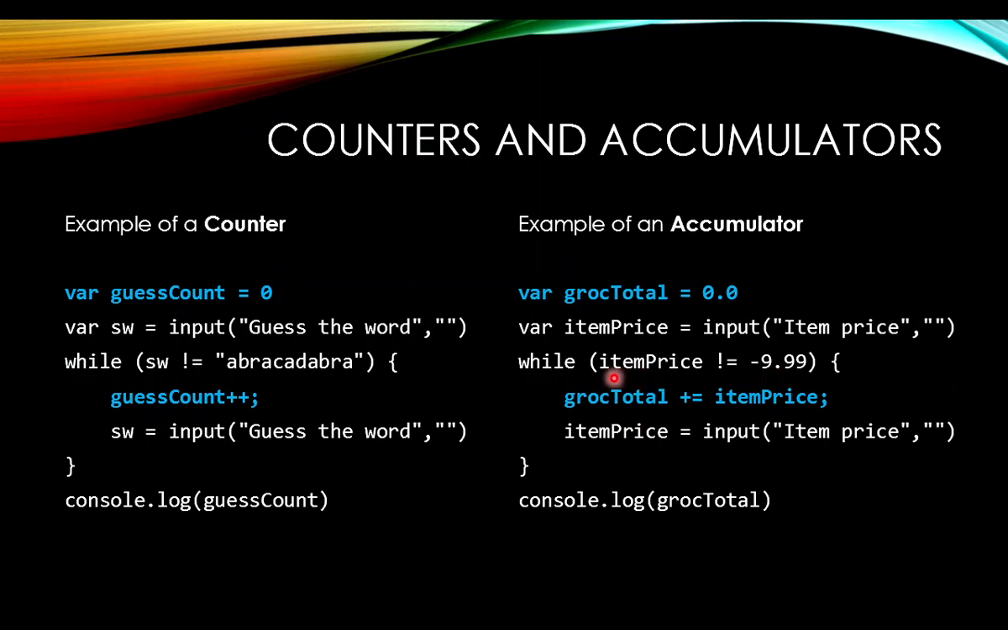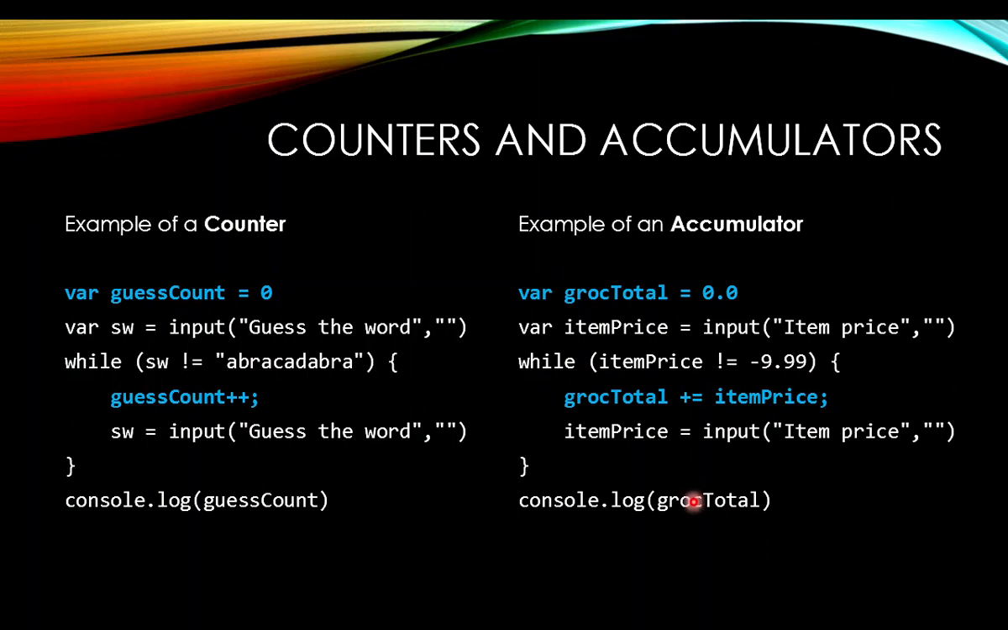That says take the grocery total that you had before, add to it the item price, and store it back into the grocery total. That would be the same, again, as saying grocery total equals grocery total plus item price. So notice that's different. Here you're adding 1. Here you're adding whatever it is that you're totaling. But you're still setting up the variable, setting it to 0, etc.